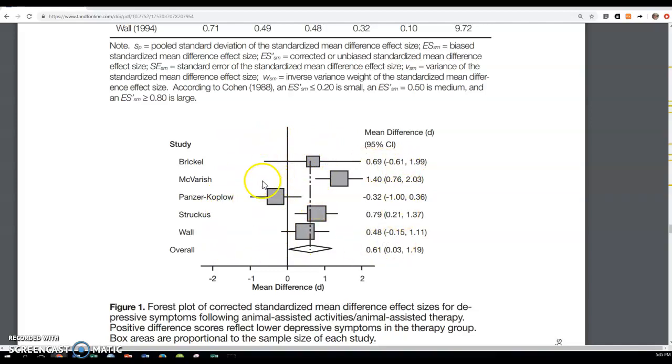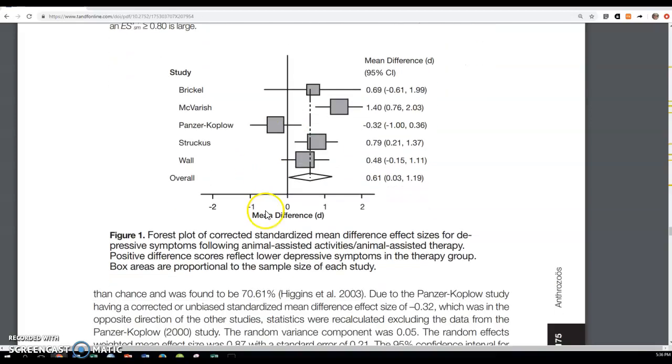So they initially include this study, which showed not statistically significant, but it was a negative effect. In other words, the people who were treated with the animals actually had less improvement in their depression symptoms than the control group. And so that kind of pulls down the overall effect. And if you're a researcher who really wants to promote animal-assisted therapy, you don't like that study in there, even if it is a well-designed study.